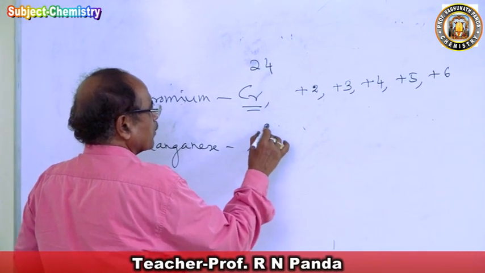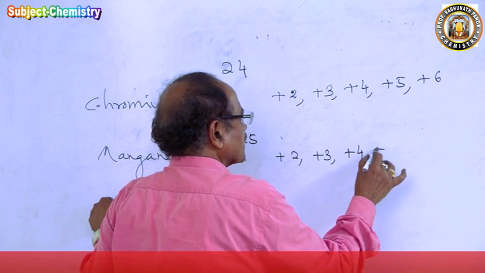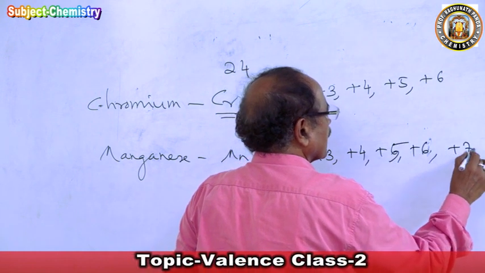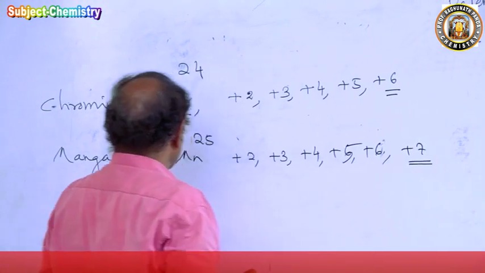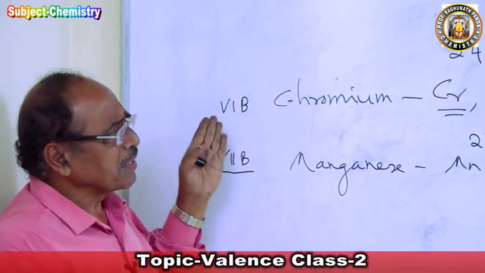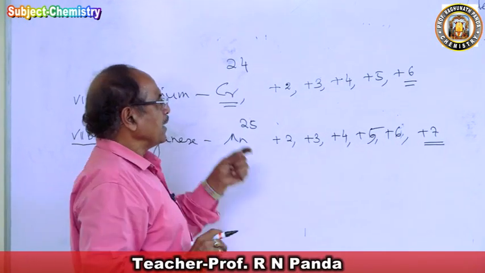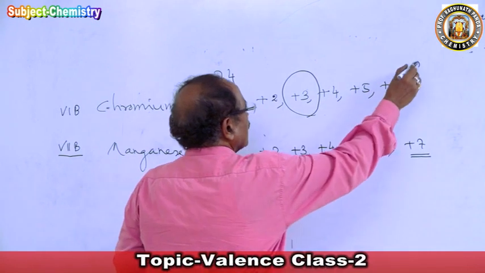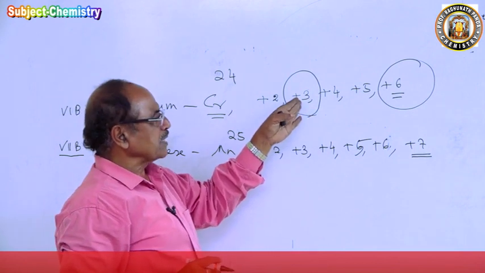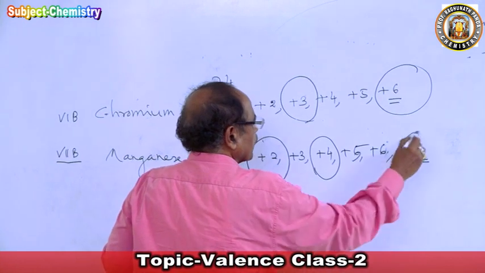Manganese, Mn, atomic number 25. It exhibits plus 1, plus 2, plus 3, plus 4, plus 5, plus 6, plus 7. You see, the highest is 7. Why? This element, manganese, is in 7B of the periodic table, and chromium is in 6B. How nicely the periodic table is telling us the valence state. I told you the group number indicates the highest valence state. In chromium, the most used valence states are plus 3 and plus 6. And manganese generally uses plus 2, plus 4 and plus 7.